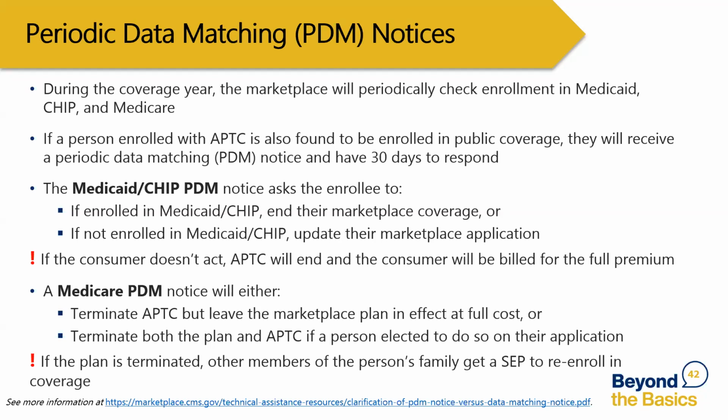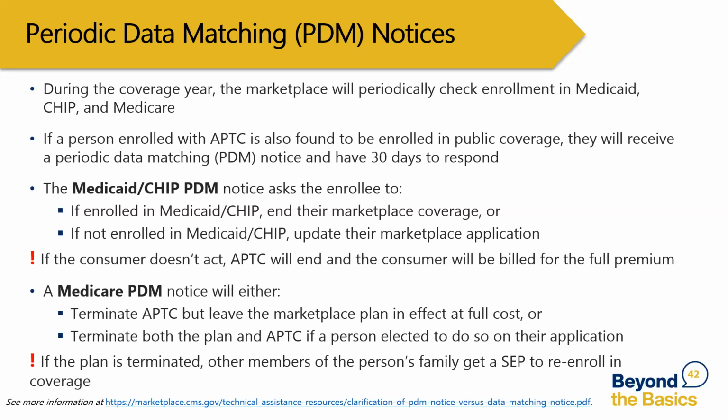The Medicaid CHIP PDM notice asks an enrollee, if they're actually enrolled in Medicaid or CHIP, to end their marketplace coverage. Or if they're not enrolled, they need to update their marketplace application, to basically cycle through the application again and resolve the PDM that way. But if the consumer does nothing, so maybe the notice is confusing and the consumer doesn't do anything, then the consumer is going to be billed for the full premium because APTC will end.